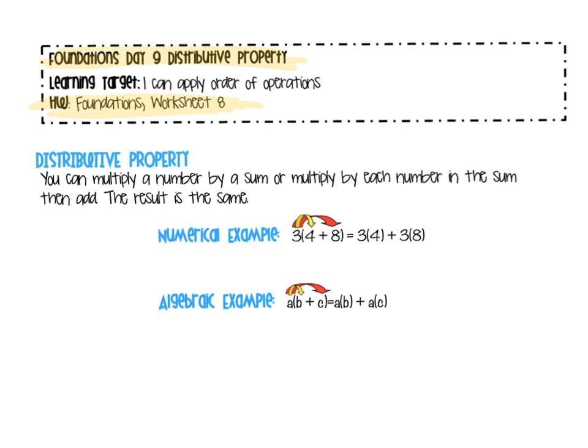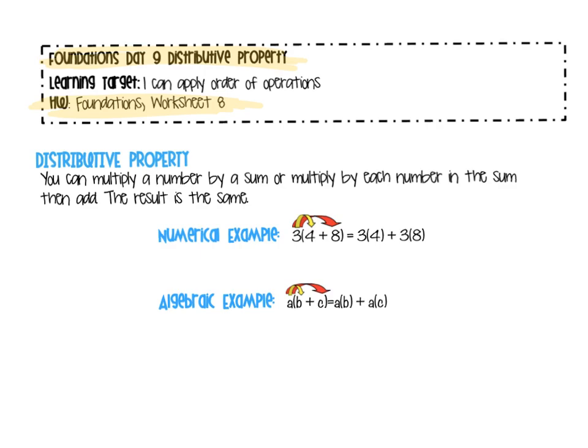So, like I said, today we are going to be talking about the other way we can simplify algebraic expressions. I know in the last video we talked about simplifying expressions by combining like terms. Today we are going to be focusing on simplifying algebraic expressions using the distributive property. So let's get started. What the distributive property tells us is that you can multiply a number by a sum or multiply each number in the sum and then add, and our result is the same.